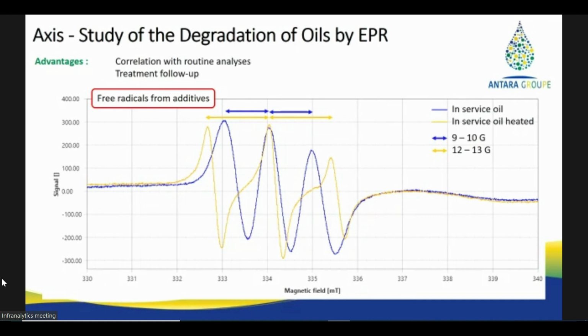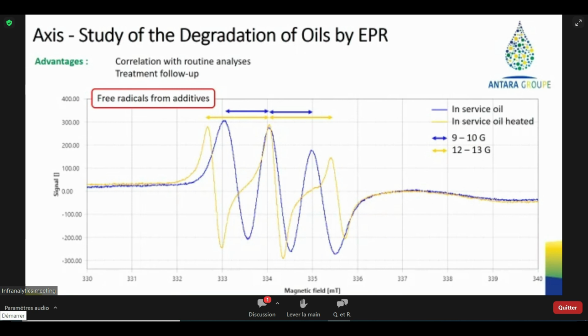For example, in the oil you have additives. These additives degrade as well, and thanks to the EPR technique, you can see the different degradation of the additive. Depending on the stage of degradation of the additive, you have different additive free radicals. Then you can see at what point of the degradation of the additive you are, and you can correlate it with an analysis we do very often in the lab, which is called RULER. It tells you the type and the amount of antioxidants you have in your oil.